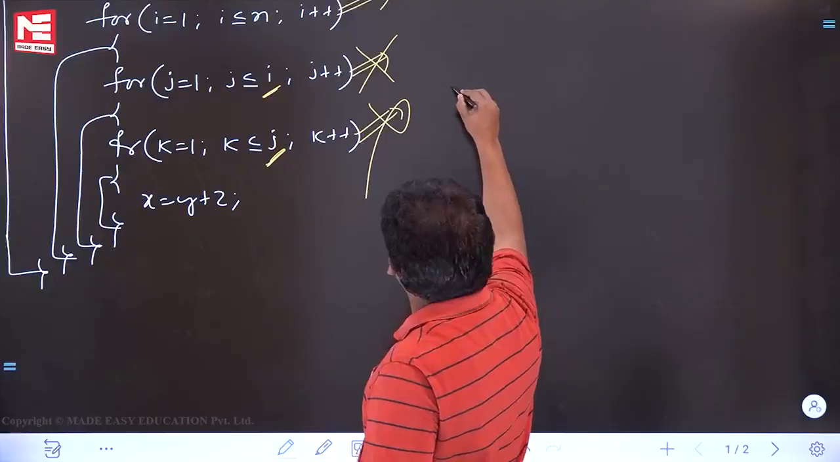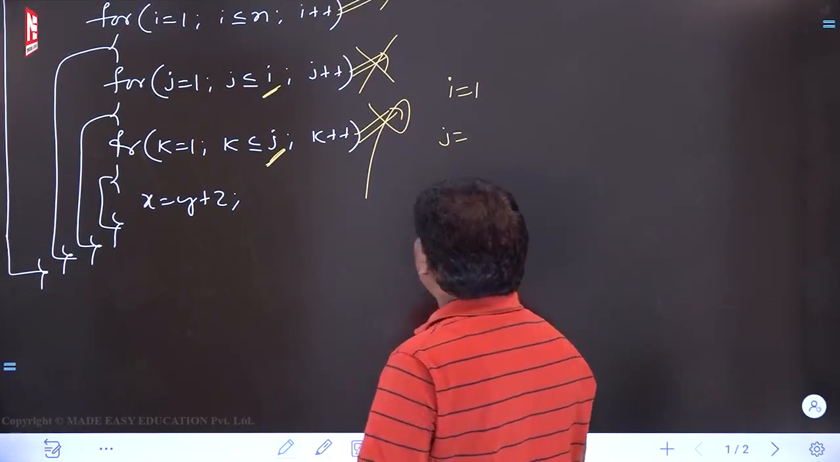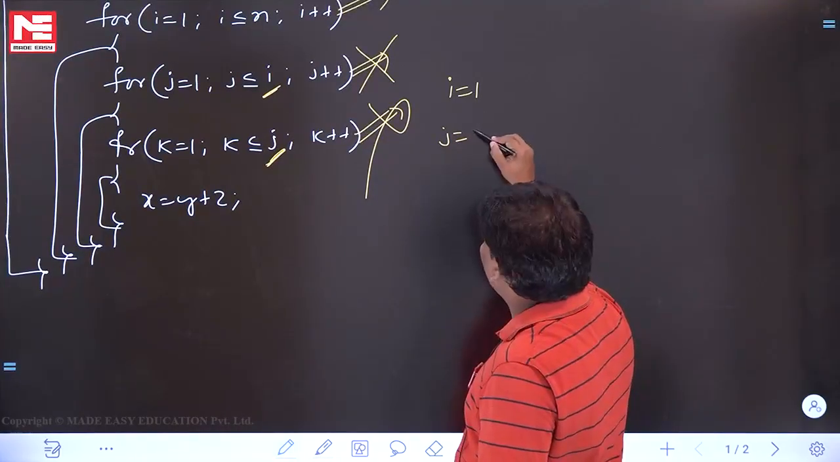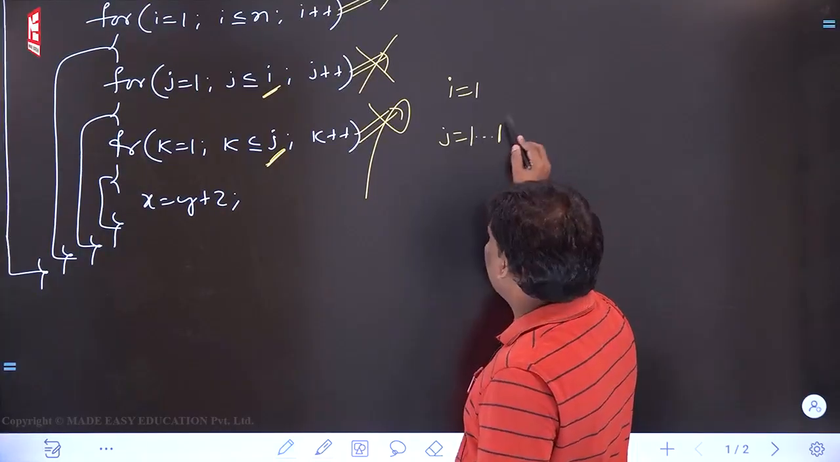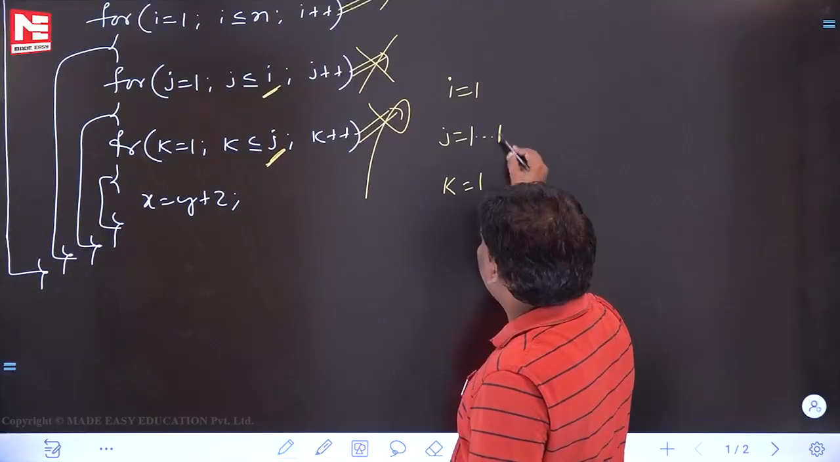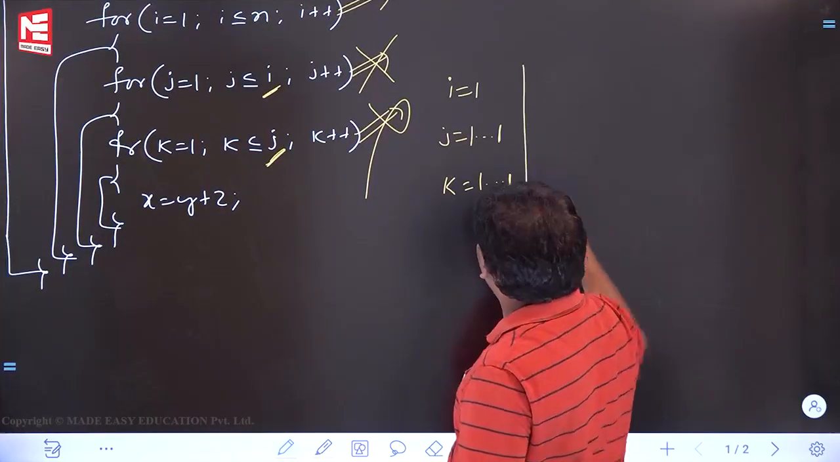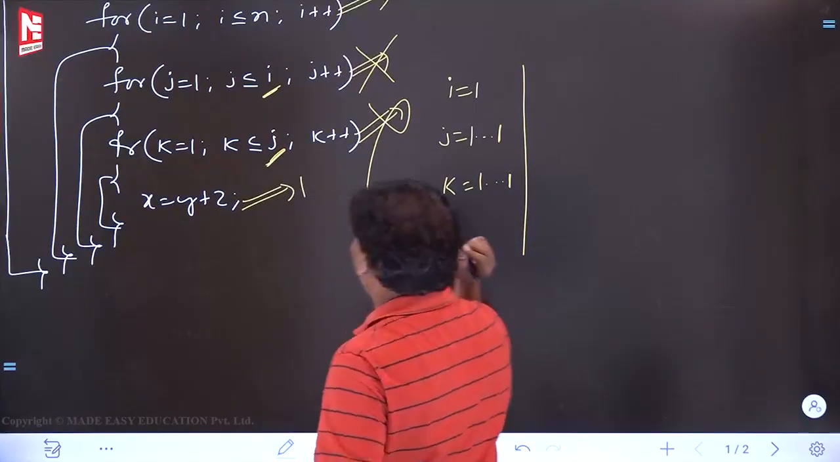Let's see this one. Do it manually. I'm starting now. I is equal to 1. What about the J loop? J loop is 1 to I. The I value is 1 only. 1 to 1 means 1 time only. J loop is 1 time. K loop, what is the answer? K loop is going to be 1 to J. J is 1 only, so 1 to 1. So finally, for I equal to 1, this statement will execute 1 time only.